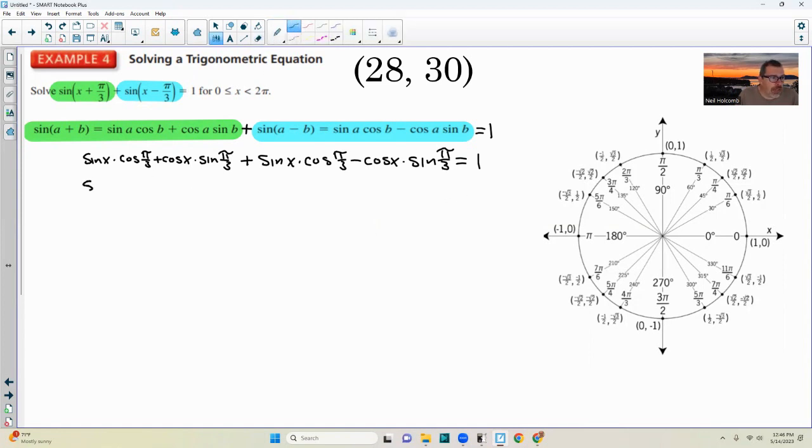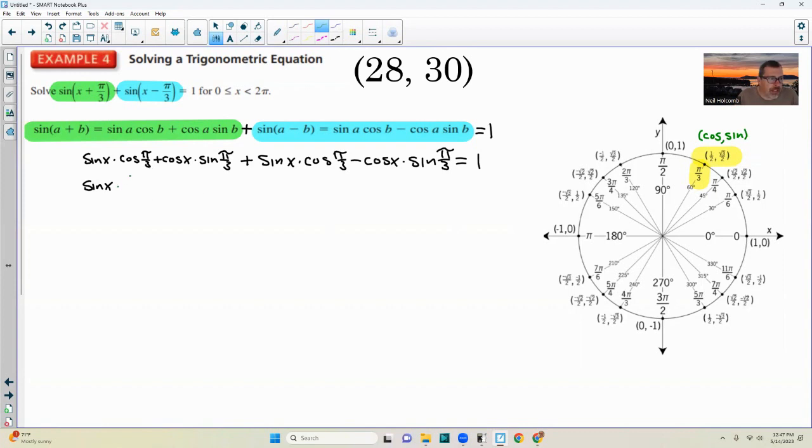Okay, so sine x I can't do anything with. But what is the cosine of pi over 3? Well, let me get my highlighter. Where's pi over 3? Pi over 3 is right here. And here are the values. So let's go back and make that green. Cosine, comma, sine. Remember that. Cosine, sine. So the cosine of pi over 3 is a half.